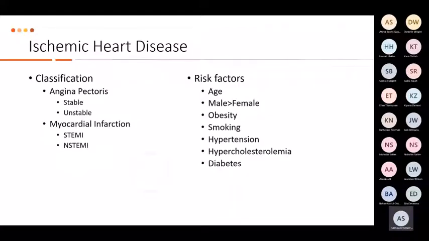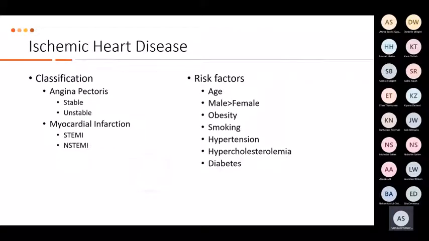So just to quickly go through ischemic heart disease. You've got two different types. You've got your angina pectoris, which can be either stable angina or unstable angina. Stable angina is when you get chest pain on exertion most of the time, and it's usually relieved once you start resting, or if you take some GTN. Unstable angina is when you get chest pain at rest, and sometimes it won't go away with your GTN spray.